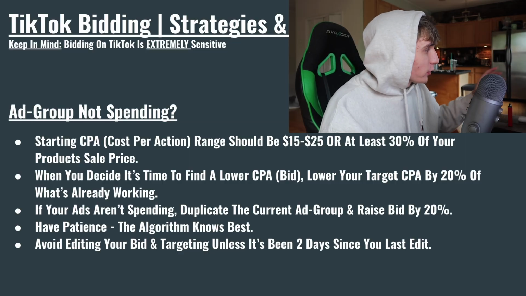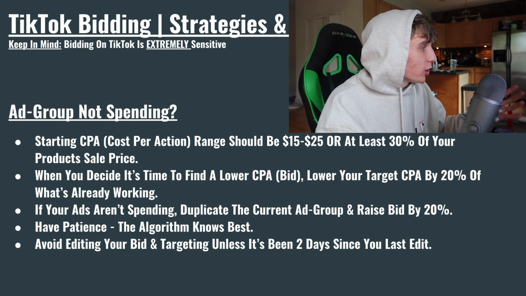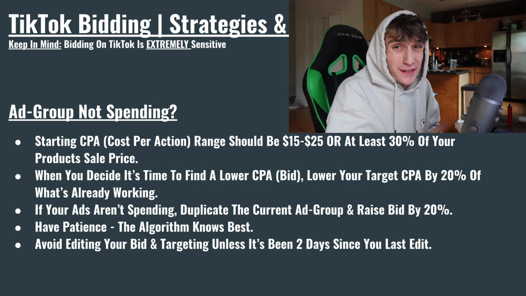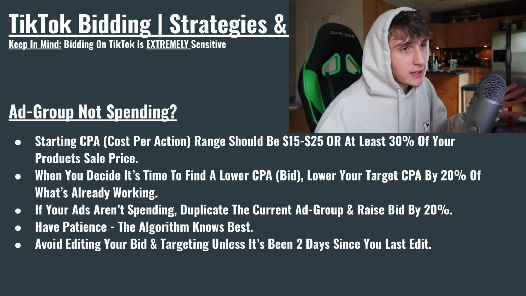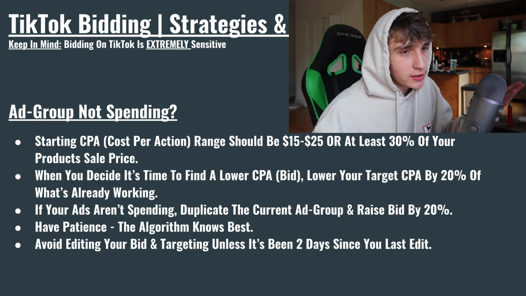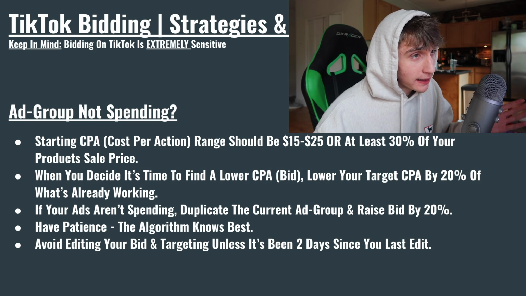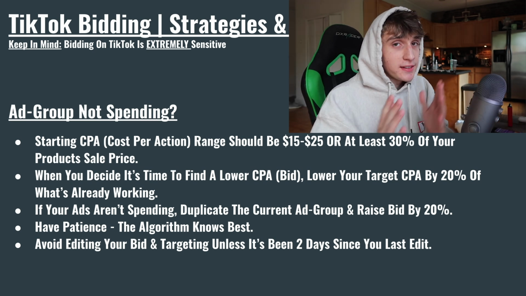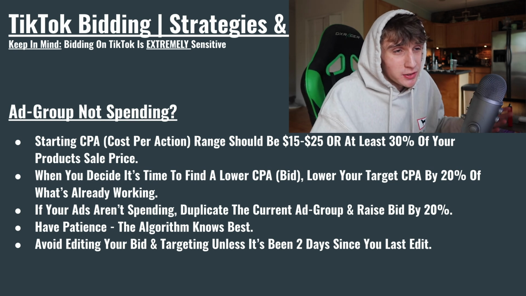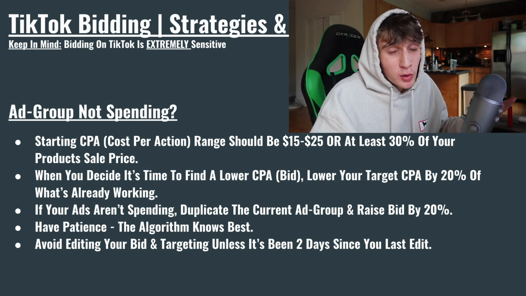Obviously the first guideline is your starting CPA, or cost per action, range should be between $15 to $25. Let's say maybe you're just selling a $15 product. In some cases, if I'm selling a product that cheap on TikTok, instead of setting a bid of $15 to $25, because I'm obviously trying to make a profit on this $15 product, I'd take 30% of my product sale price, so $5, and set that as the bid and see how that does first. In many cases, I'd assume your ads won't spend.